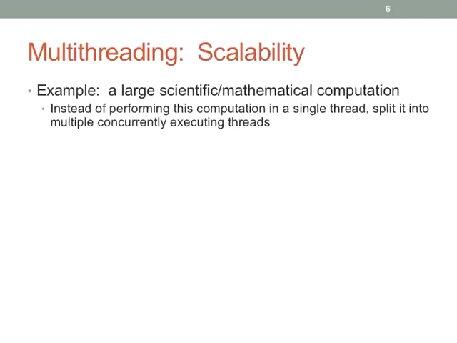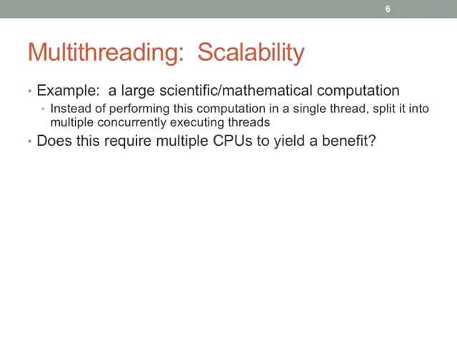But like it says here, instead of performing the computation in a single thread, split it into multiple concurrently executing threads. So again, does this require multiple CPUs to yield a benefit? And if so, why? There's a really easy answer. This is not a complicated question. Why does this require multiple CPUs to yield a benefit? Yeah. They're all doing the same thing, but there's a specific thing that they're all doing, which is using the CPU, right? So if we need to factor this thing into multiple pieces that are all using the CPU, then clearly we need multiple CPUs to see any benefit.